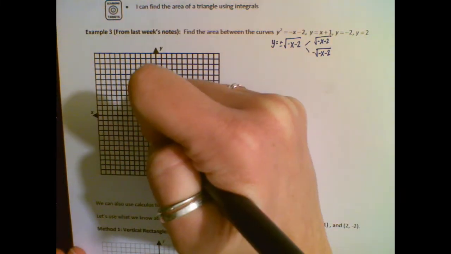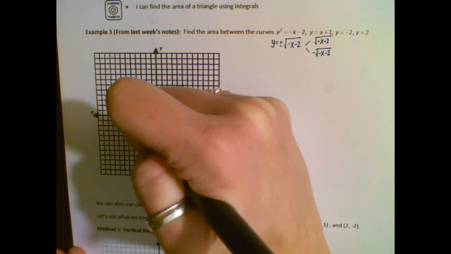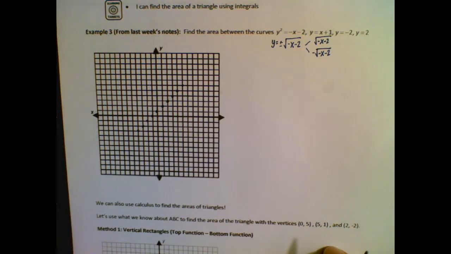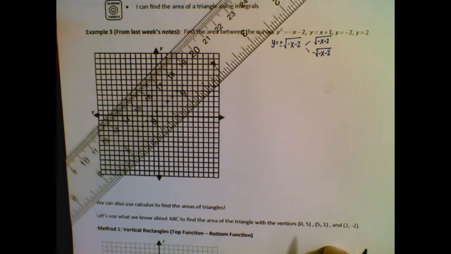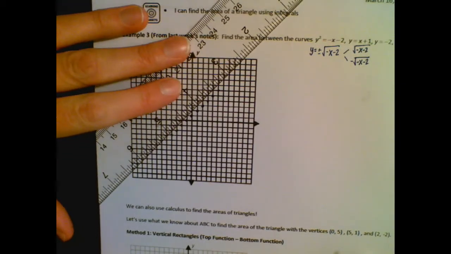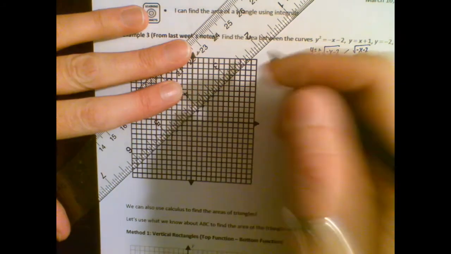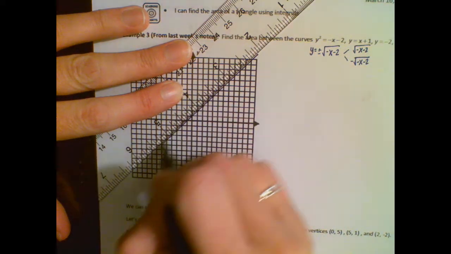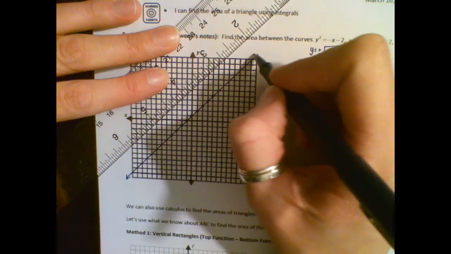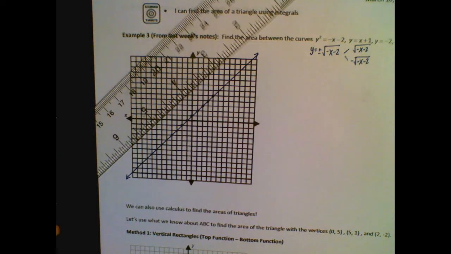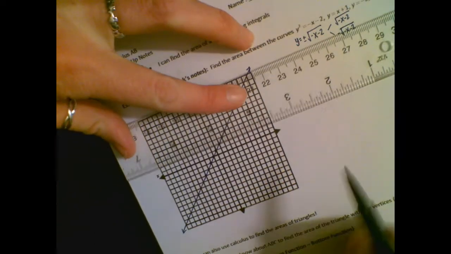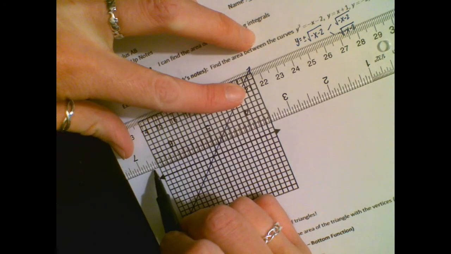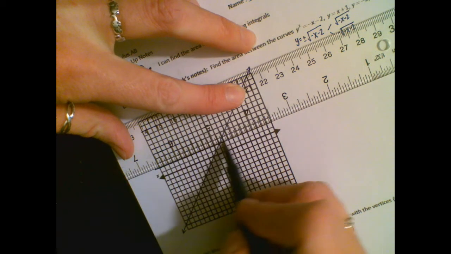Then I'll graph those two horizontal lines. I'm just going to put a couple of points in here. I know it's kind of hard to see on this coordinate plane. So there's my y is equal to x plus 1, and then I'll go ahead and sketch in the lines y is equal to 2 and y is equal to negative 2.